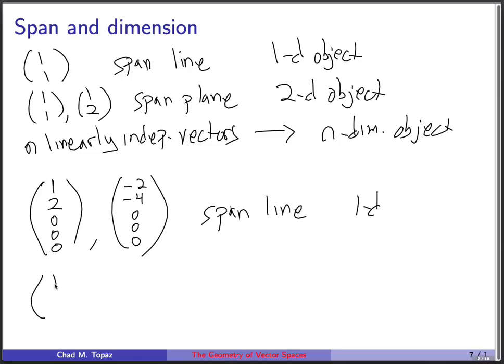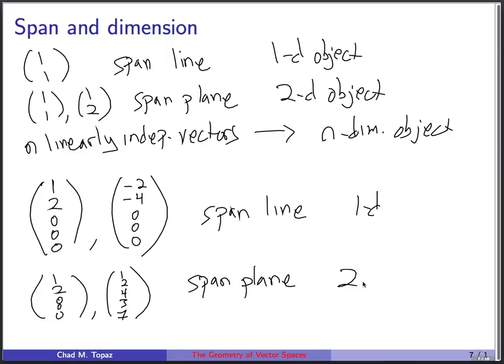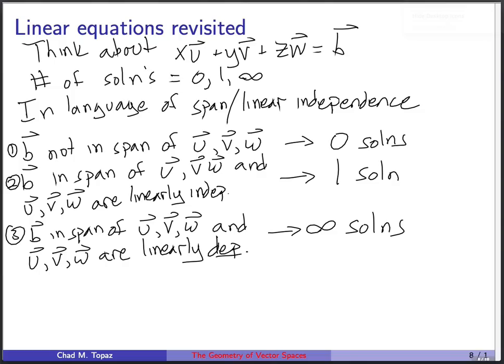If I had 1, 2, 0, 0, 0, and 1, 2, 4, 3, 7, the world is still 5-dimensional because there's 5 entries in the vector. I can see that the second one is not a scalar multiple of the first, so these are linearly independent. I have 2 linearly independent vectors. They span a 2D object. That's a plane. So the span is some plane in a 5-dimensional world, but that plane is still a 2D object.